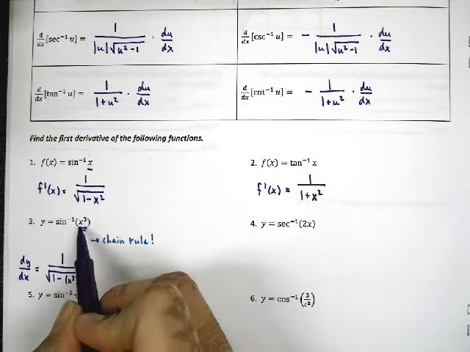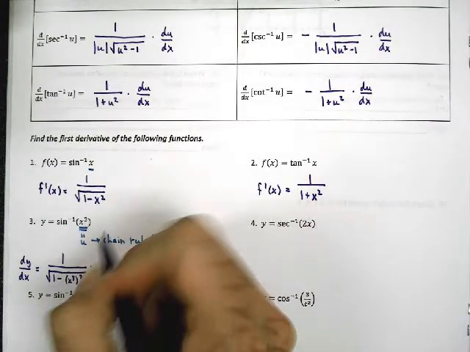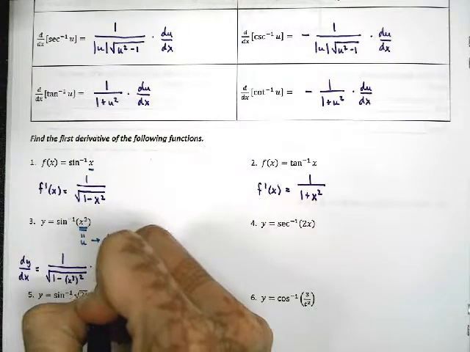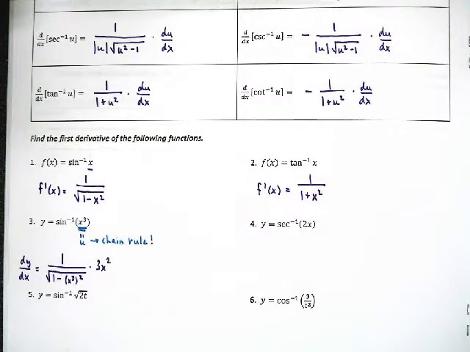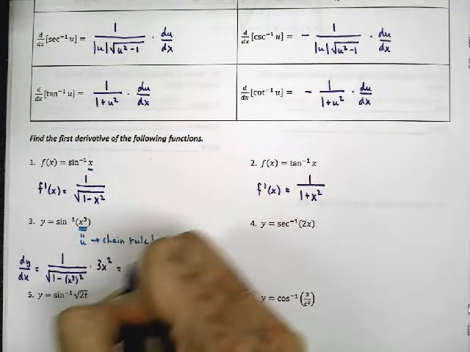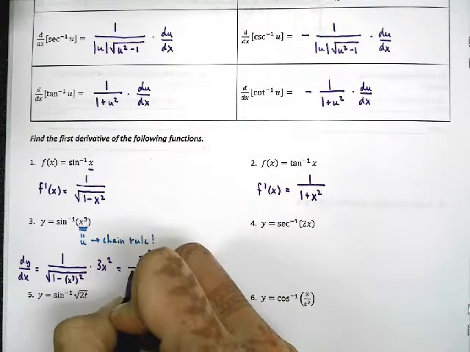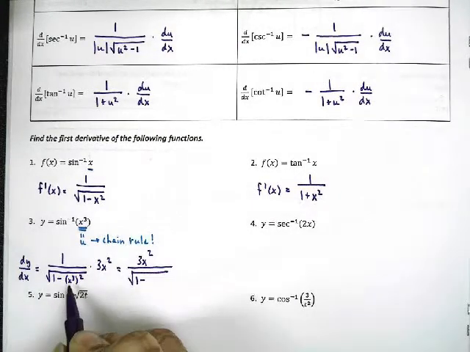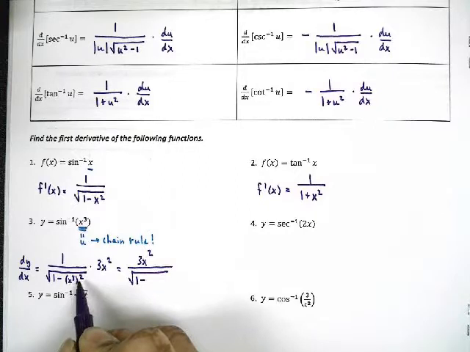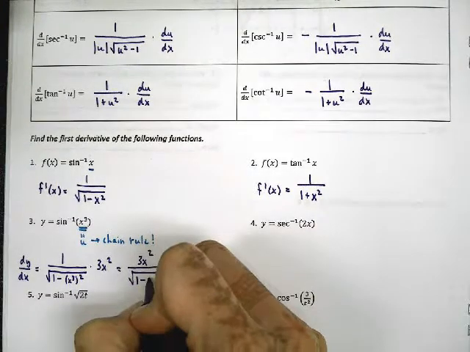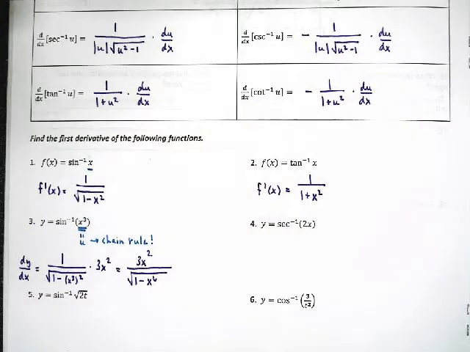Now I have to differentiate the inside, this x cubed, so I'm going to multiply by the derivative, which is 3x squared. And so I'm just going to simplify this a bit. My 3x squared goes up in the numerator. I have the square root of 1 minus x to the third to the second power, which is going to be x to the sixth. I know I have to multiply those exponents.